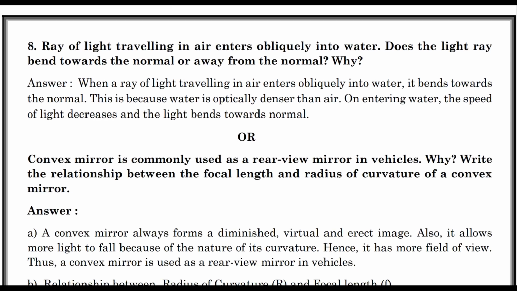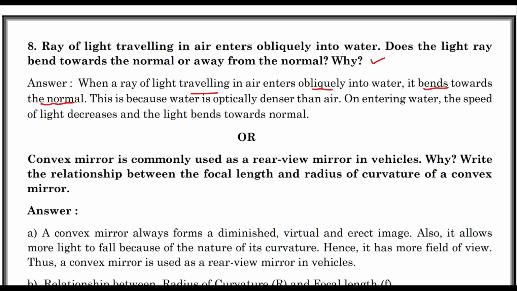Next question. A ray of light traveling in air enters obliquely into water. Does the light ray bend towards the normal or away from the normal? The light ray is traveling from air to water. That means from less density to higher density. When a ray of light traveling in air enters obliquely into water, it bends towards the normal.